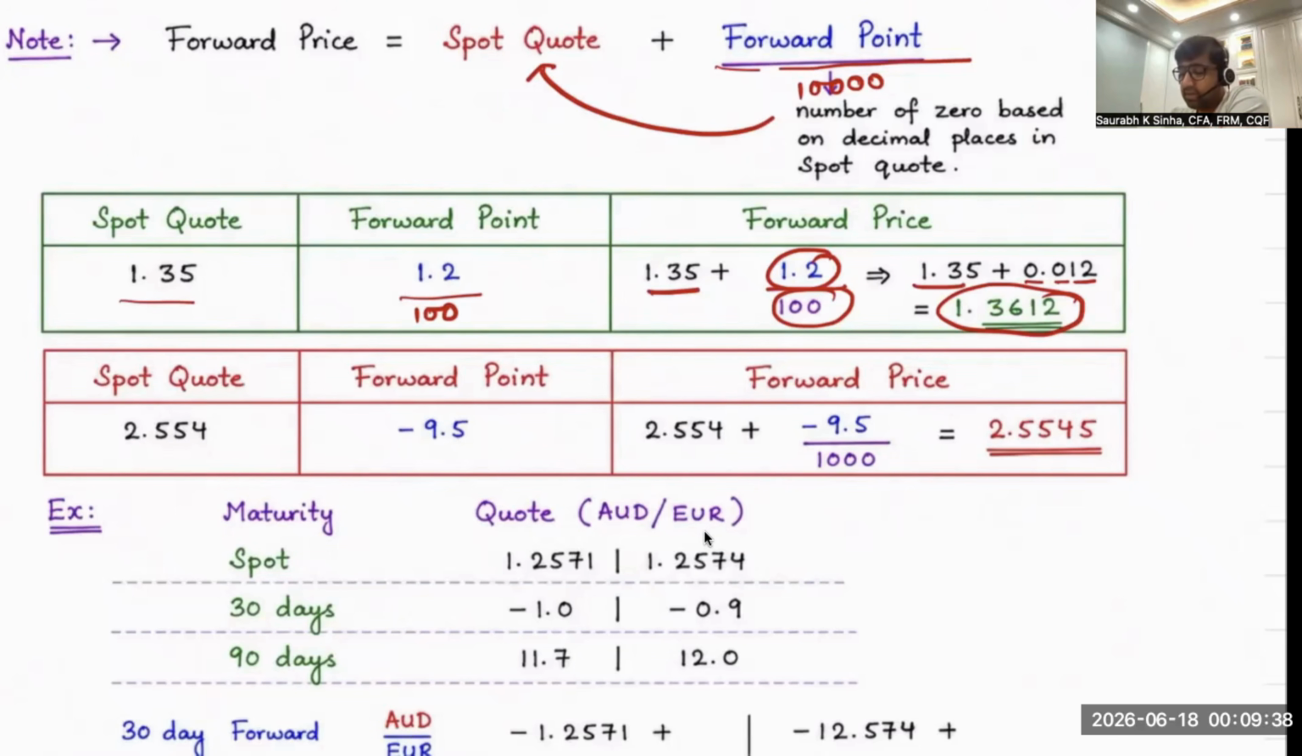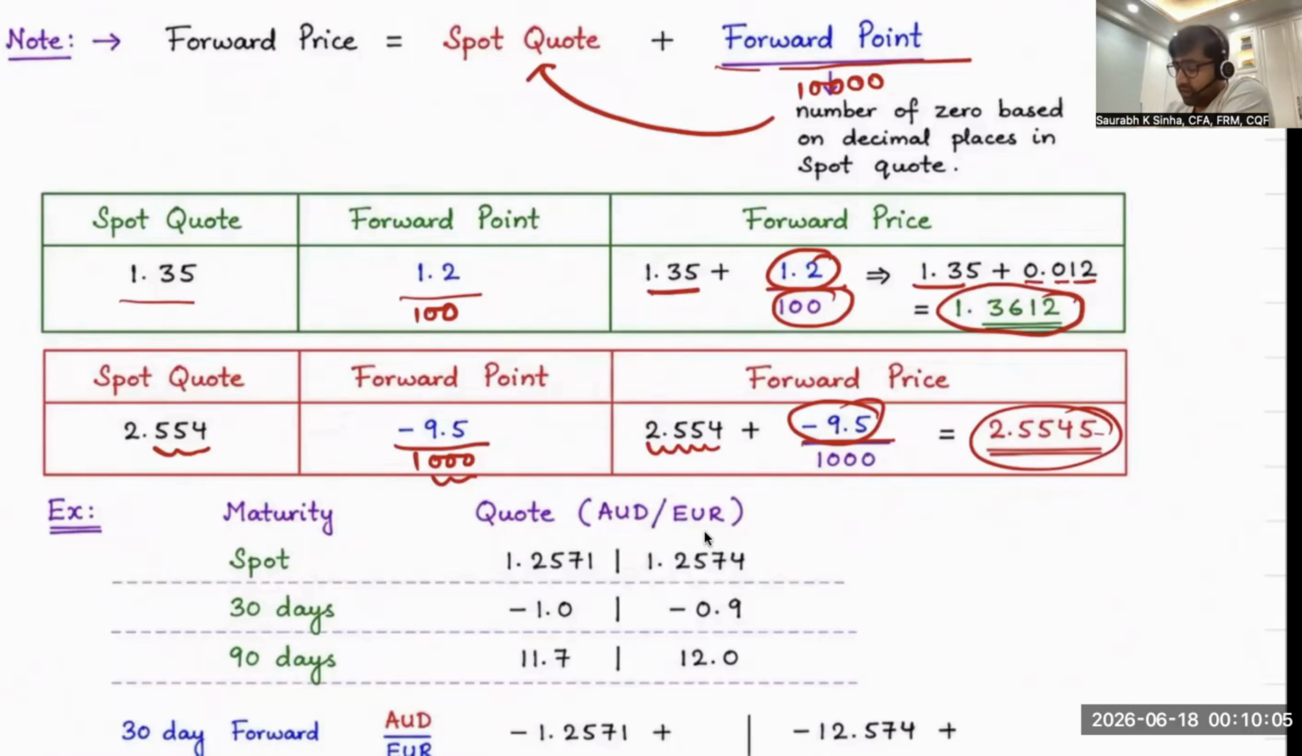Now another example: the spot quote is 2.554 and the forward point is negative 9.5. Can we simply add? No. What you have to do is divide it by 1 and then 30. Why 30? Because there are three decimal places. So 2.554 plus minus 9.5, which is the forward point, divided by 1000, and this is the final forward price.